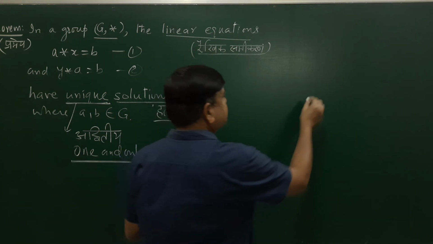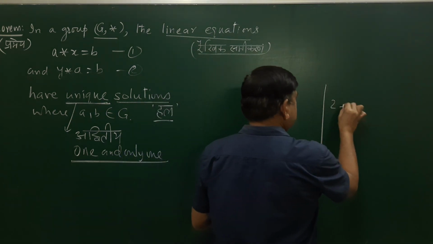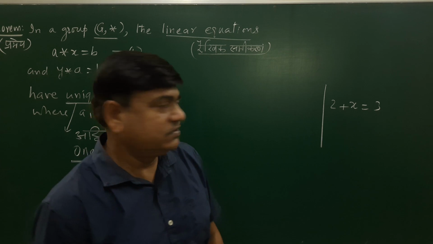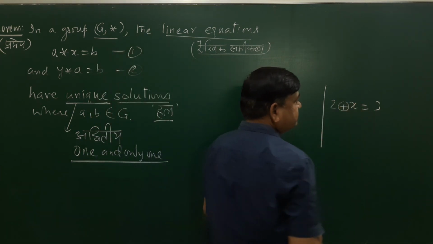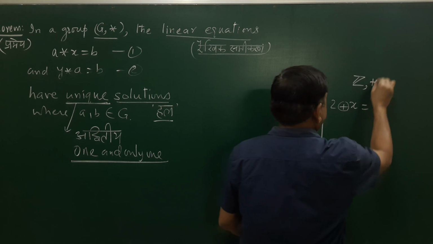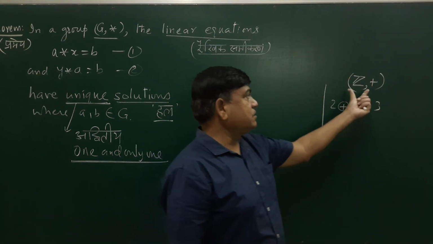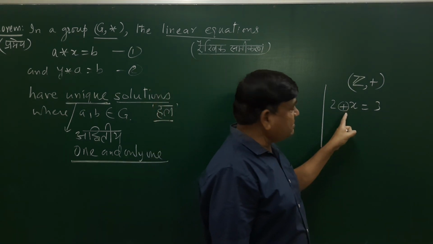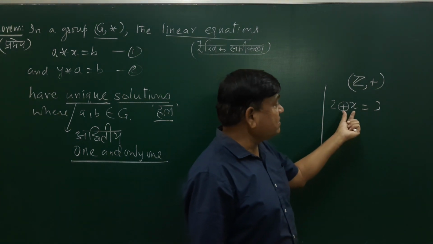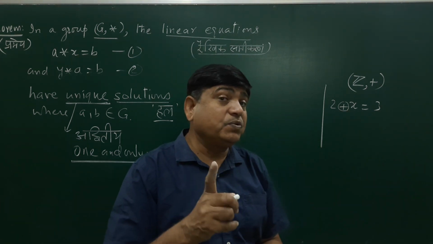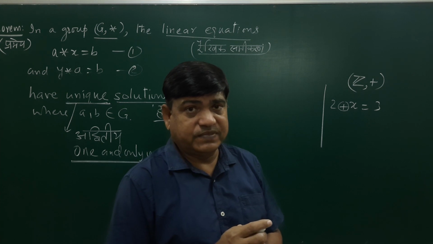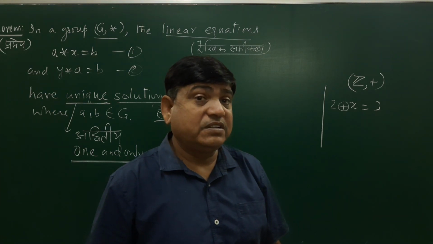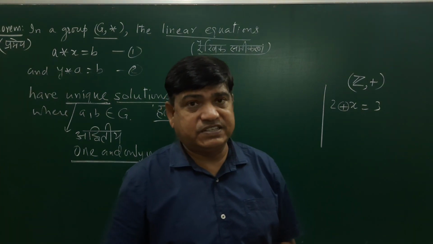For example, 2 plus x equals 3. This is the linear equation. Here this one is the binary composition. I consider Z. This is the group. Binary composition is addition. We have to prove that this equation has the solution. इस इक्वेशन का सॉल्यूशन भी है और वो सॉल्यूशन यूनिक होना चाहिए, उसके अलावा कोई सॉल्यूशन नहीं होना चाहिए. Generally we transpose this term to this one, but we are doing abstract algebra, so we compose the elements.